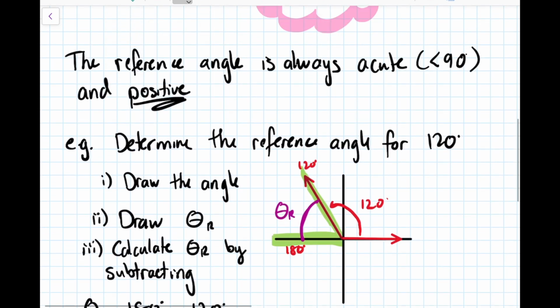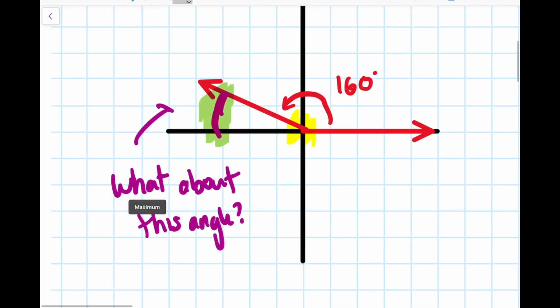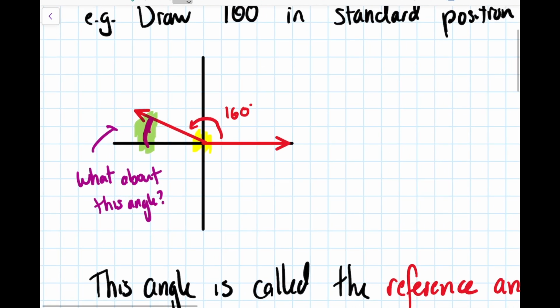So on the last one that we did, way up here, that was 160. So if we do 180 minus 160, we would have ended up with a reference angle of 20 degrees.